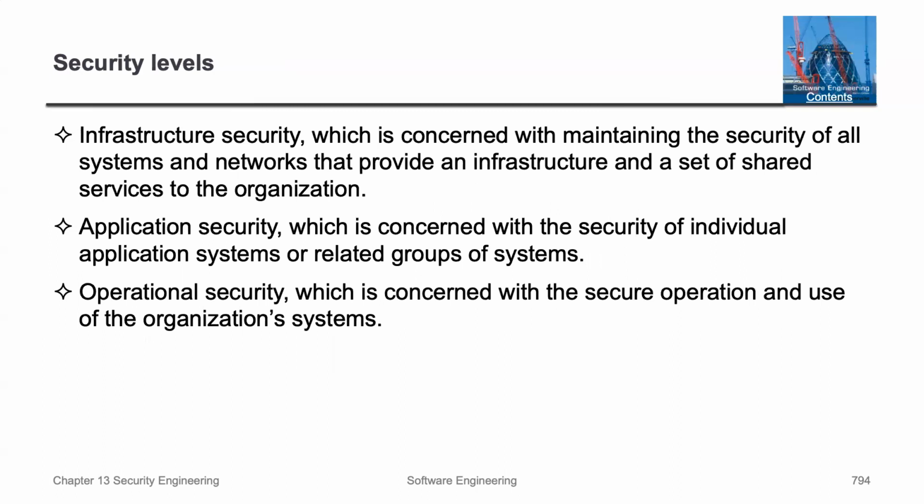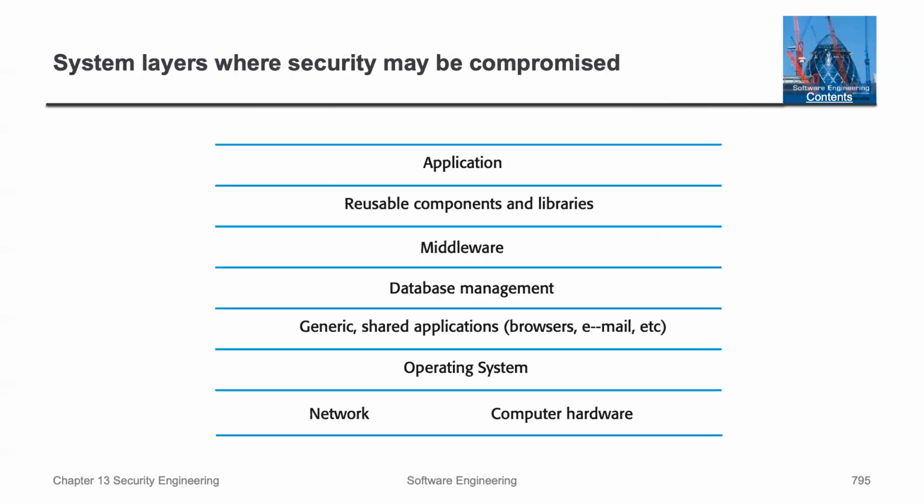So in terms of security levels, there are a couple of things: the infrastructure security level, the application security level, and the operational security level. Infrastructure security is concerned with maintaining the security of all the systems and networks that provide an infrastructure and a set of shared services to an organization. Application security is concerned with the security of individual application systems or related groups of systems. And finally, operational security is concerned with the secure operation and use of the organization's systems.